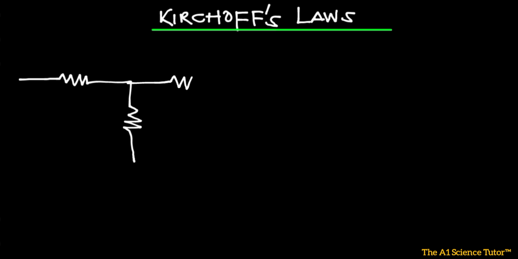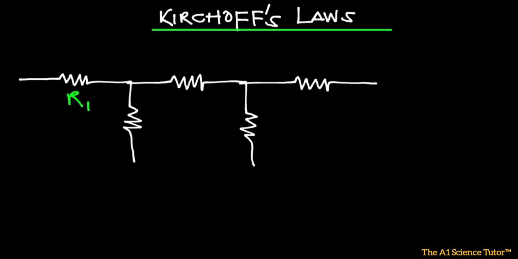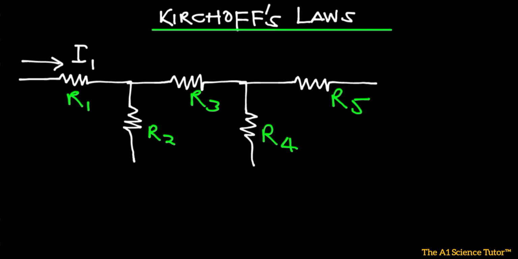Now, how about this? Let us say this is R1 and this is R2. This R3 and this R4. And so this is R5. Now we know that some current might be sent into this network. So if you got a split up, this is going to be the first split. This is the first junction. There's another junction. This is the second junction.